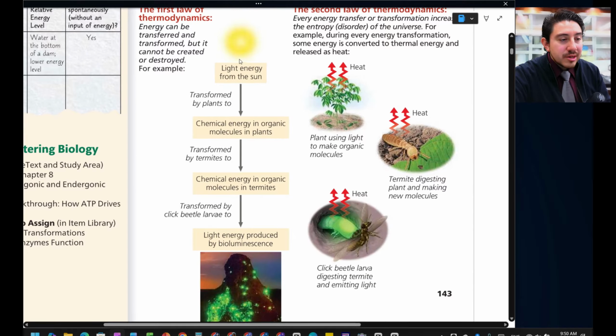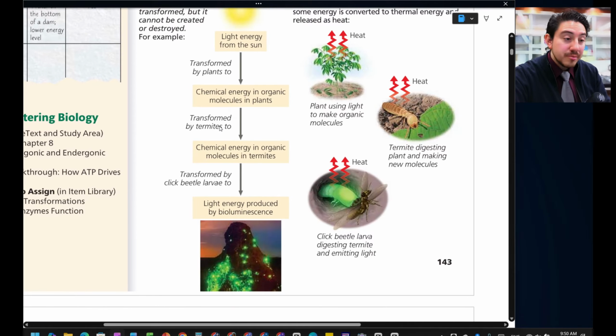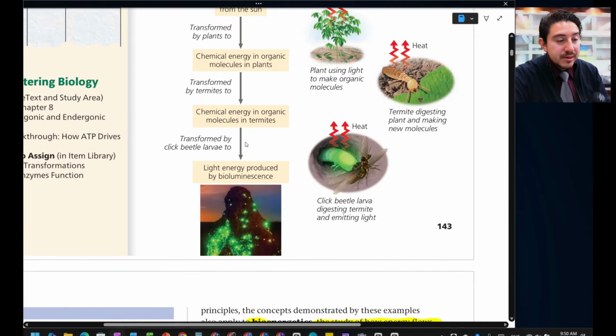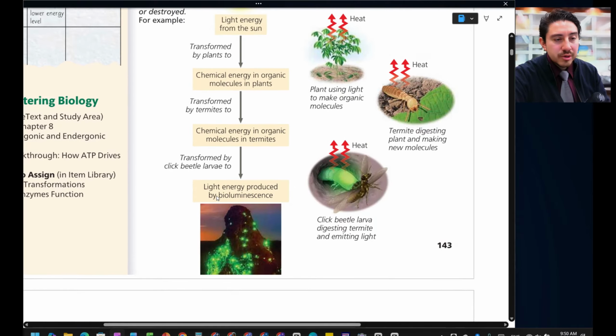As you can see here, light energy from the sun is coming in. It is transformed by plants into chemical energy in organic molecules like glucose, and then it's transformed by termites, as the termites eat plants, into other forms of chemical energy. That chemical energy can then be transformed by these click beetle larvae into bioluminescent or light energy. So these transformations we're going to get into.